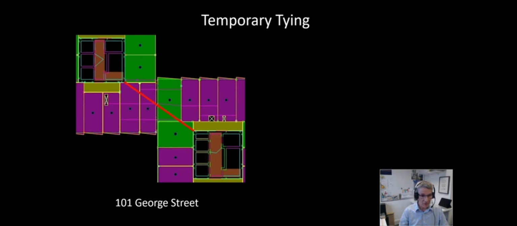This is an image of 101 George Street and the temporary tying which went between the corners of the 2 cores. These are power plants. You can see the little blue dots in each of the modules. This is the point where the module hangs from the crane. So pretty much every module can be placed on the building by dropping it to a certain height and bringing it in underneath the ties.